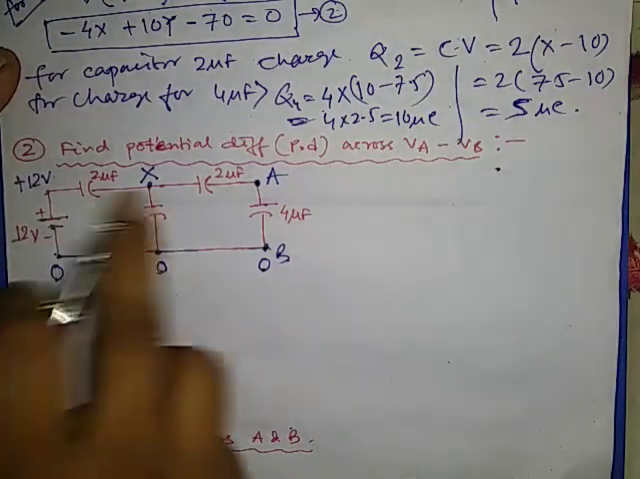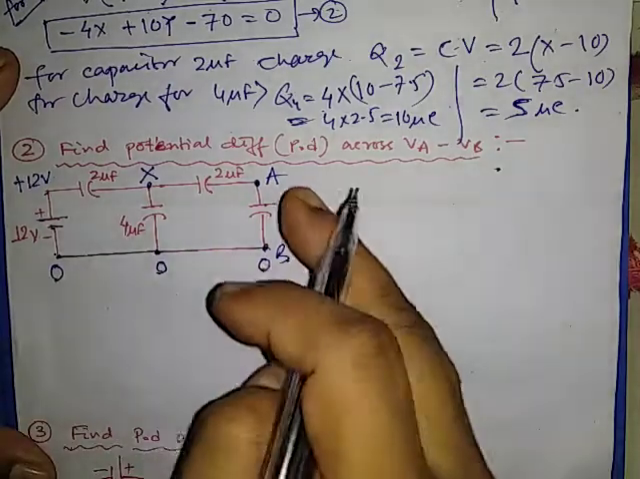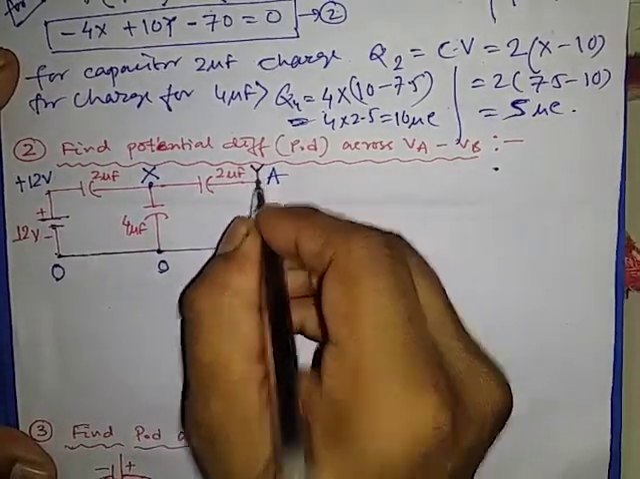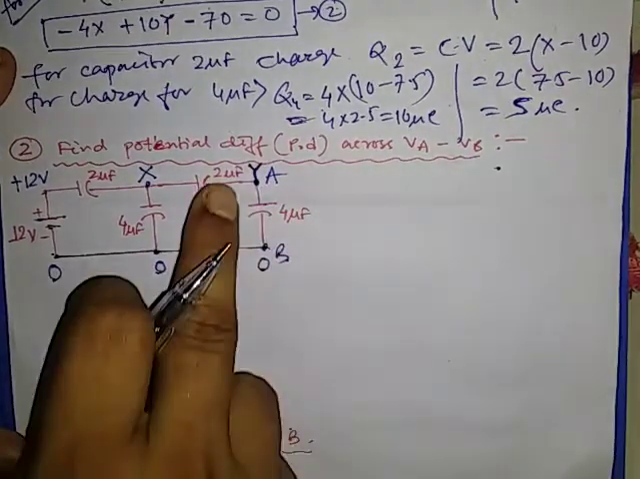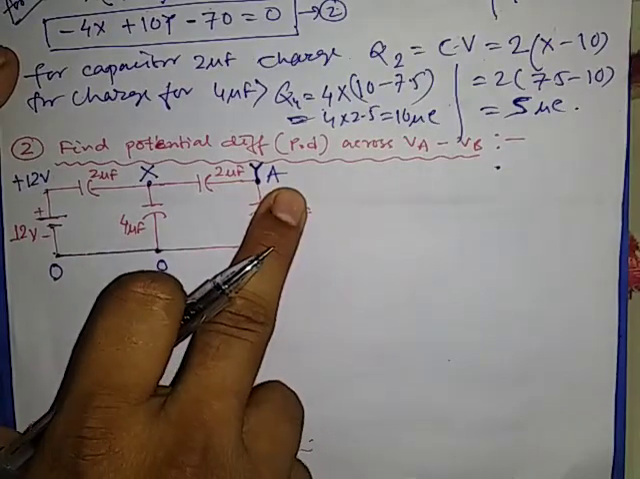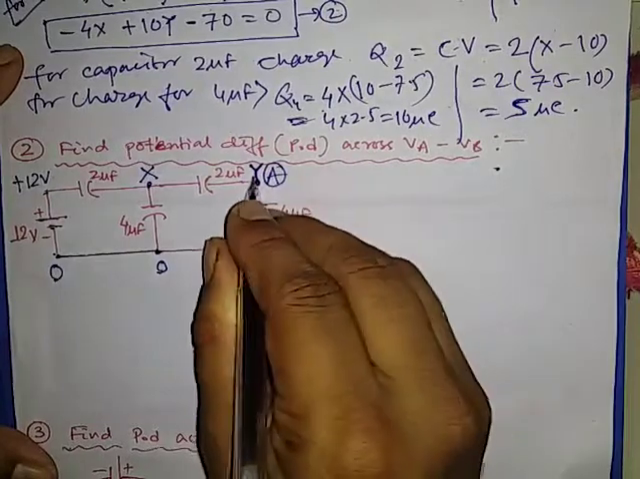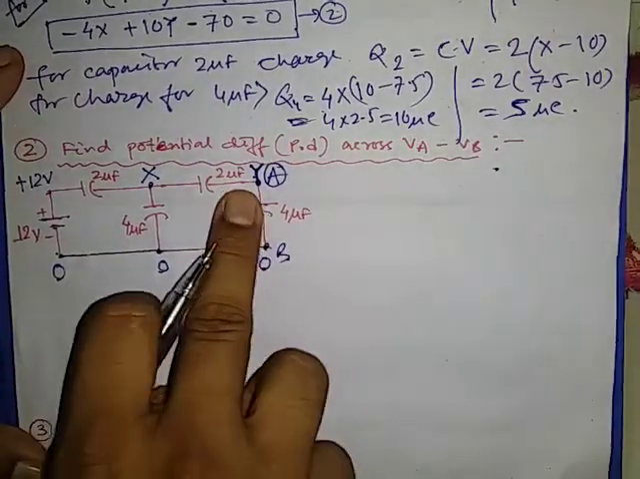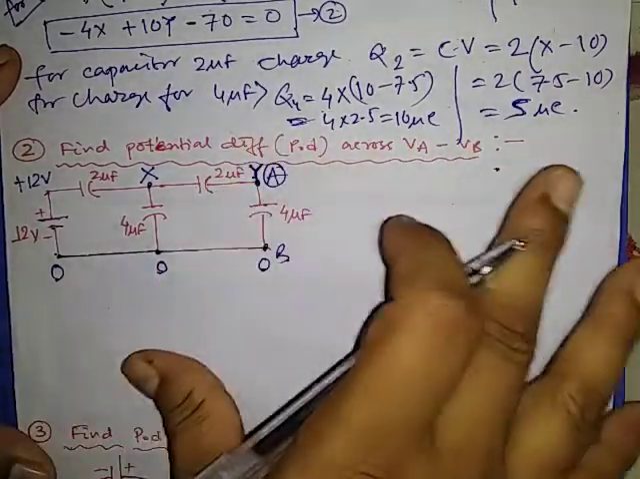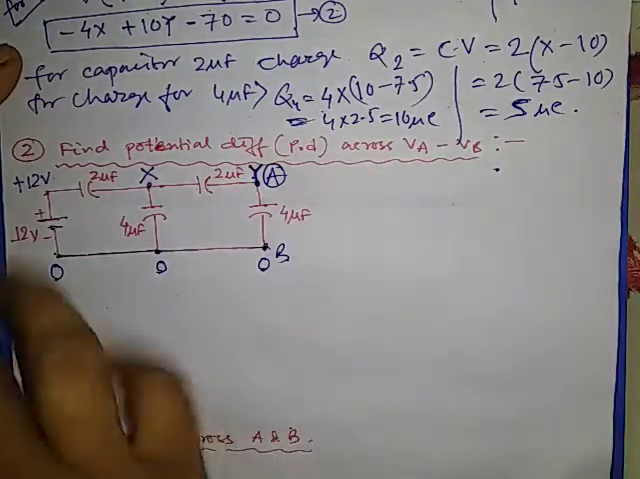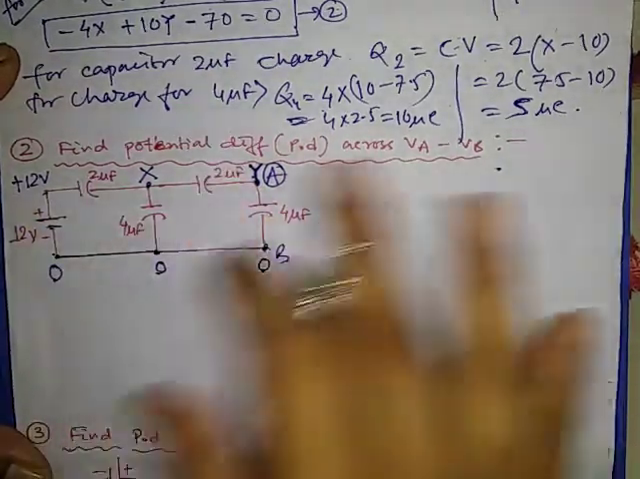Think this is point Y. You have to find out the potential at point Y to get the potential at point A, because you need to find the potential at point A, which is the point Y. So if you find the potential at the point Y, you will get the answer. Okay, so let's make two equations for this.